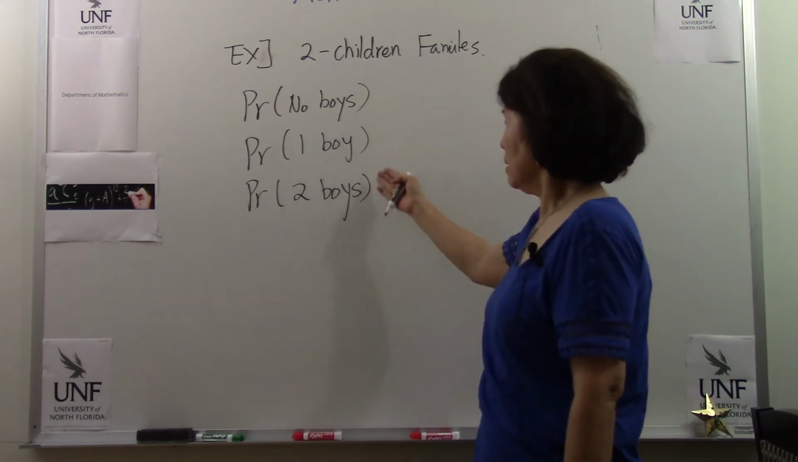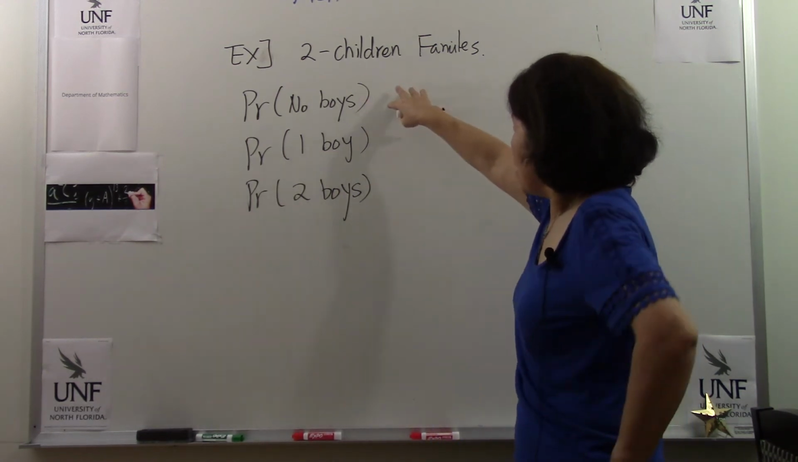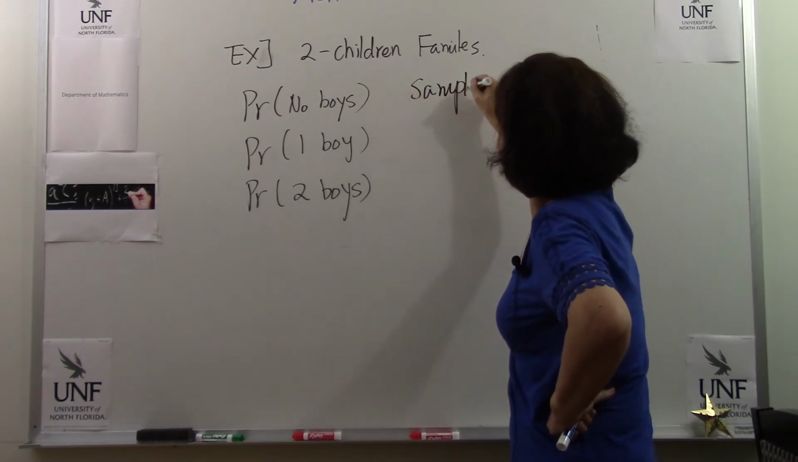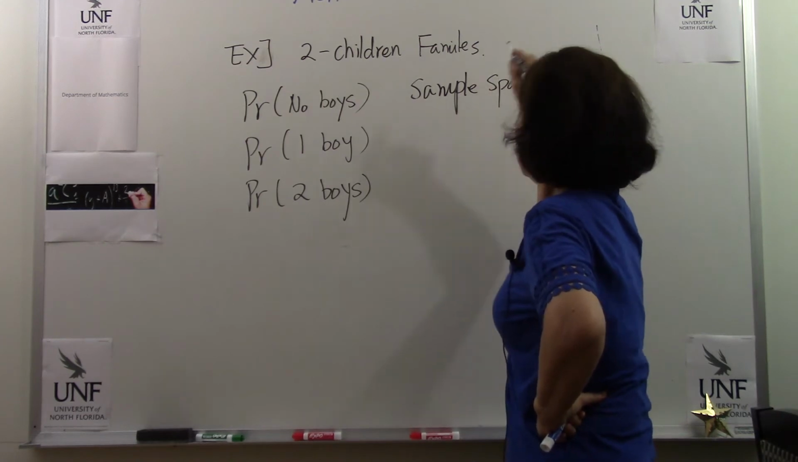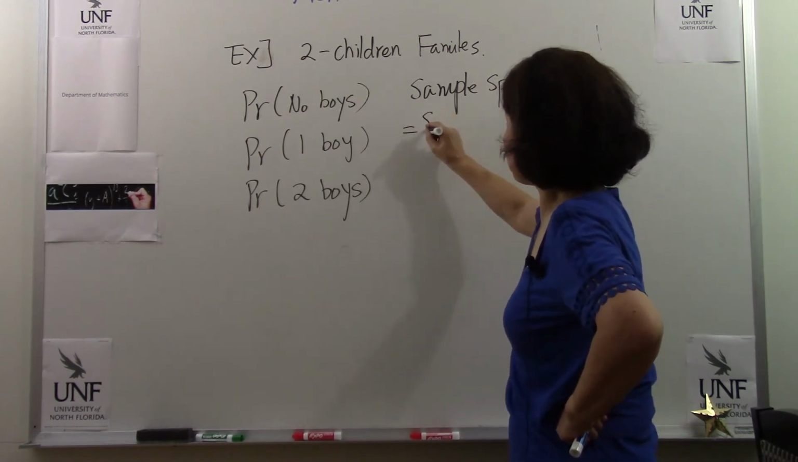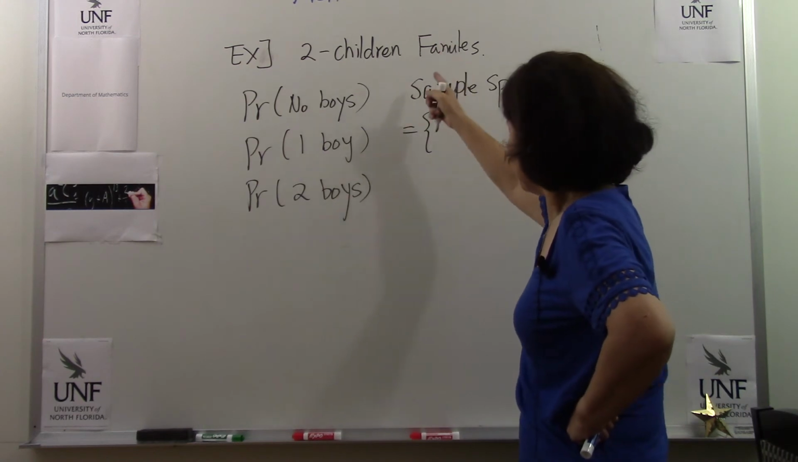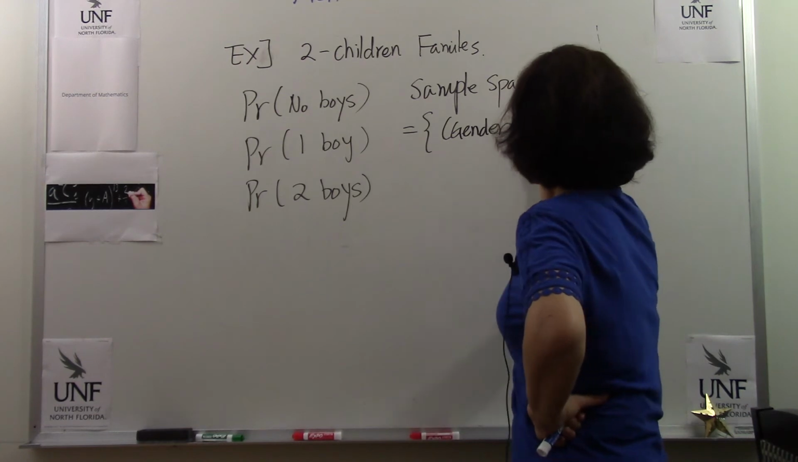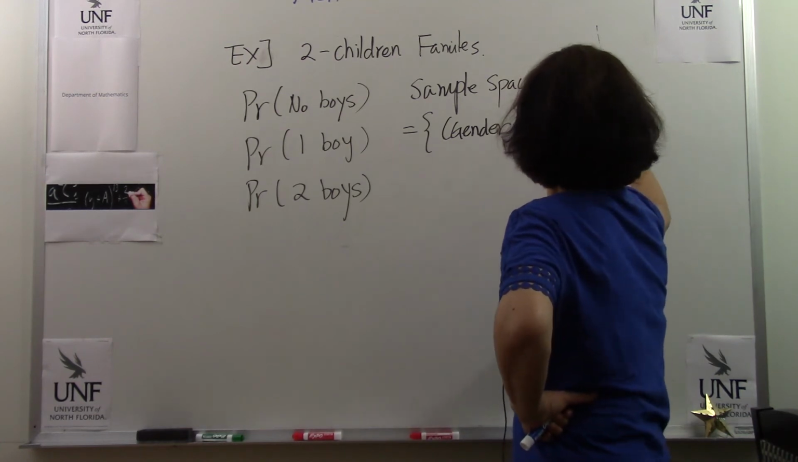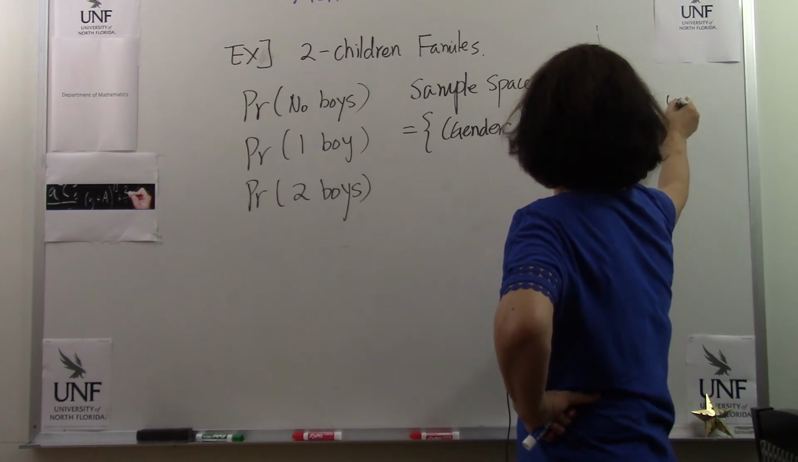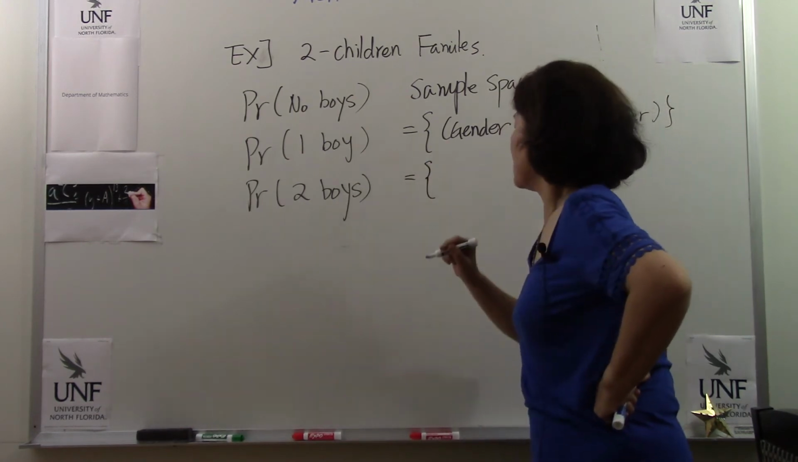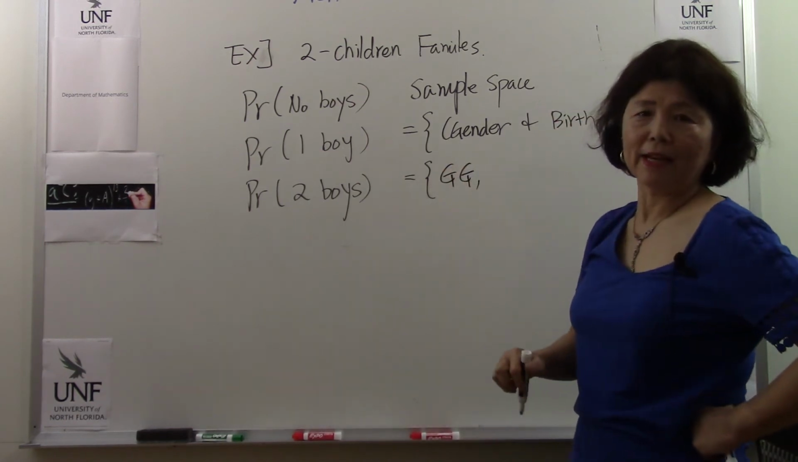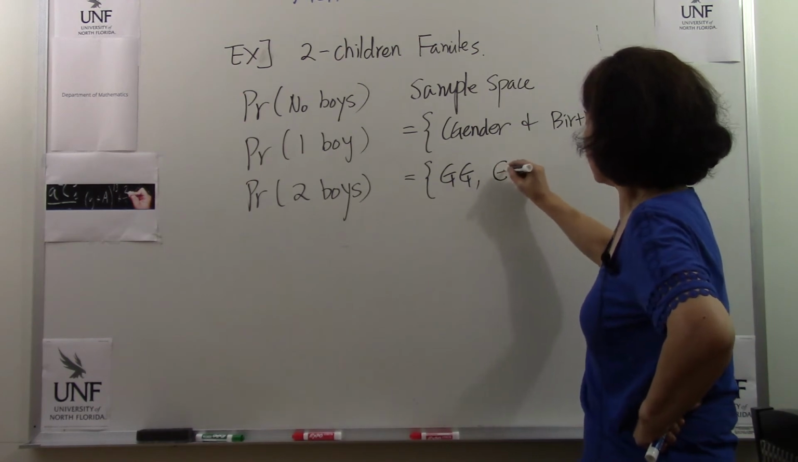So how do we start this one? Well, we are going to take this sample space, as we'll consider both of them, both the gender and the birth order. You think about both of them. So let's say the first case can be girl and girl, and the girl and the boy.